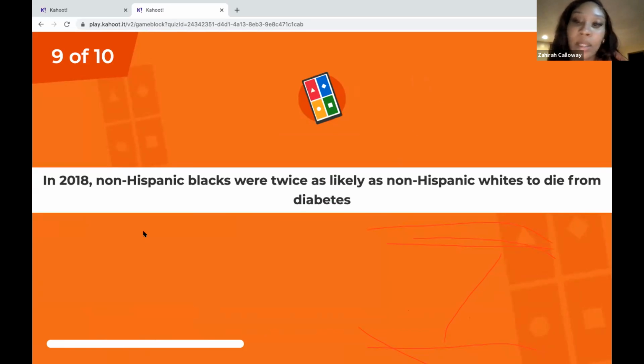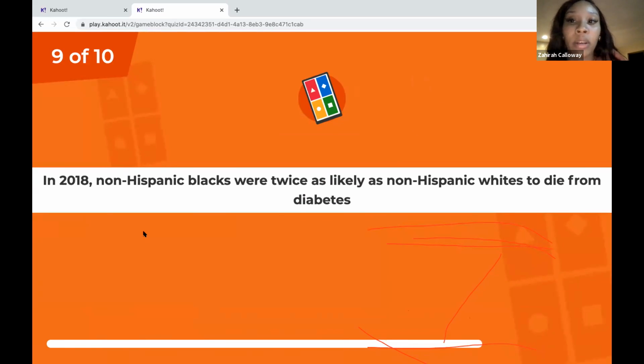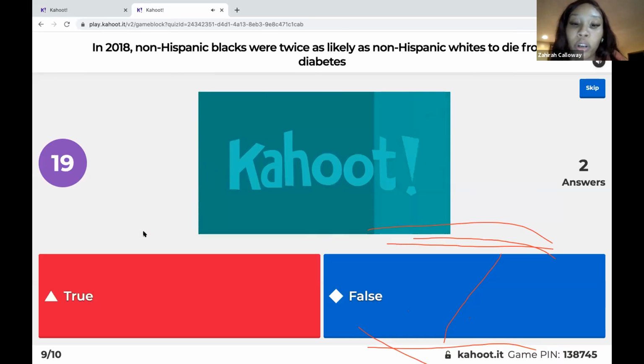In 2018, non-Hispanic Blacks were twice as likely as non-Hispanic whites to die from diabetes. Is this true or false?